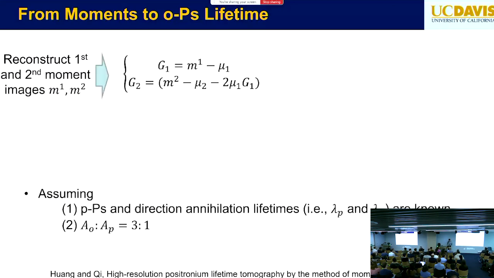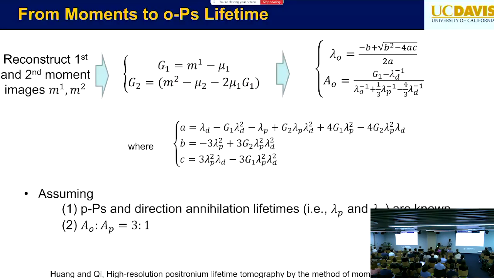And from those two moments, we can calculate the exponential distribution moment. This is called the deblurring process. And then from there, we can calculate the lifetime and fraction using those formulas. Essentially, for the lifetime, it's a quadratic equation. So that's a very familiar solution, right?